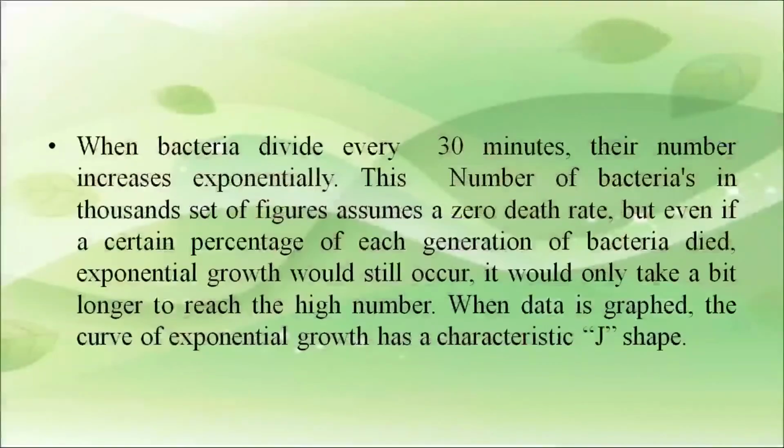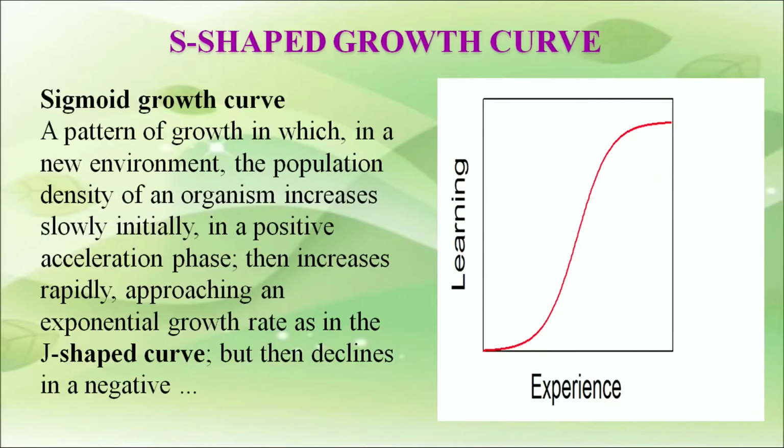When bacteria divide every 30 minutes, their number increases exponentially. The number of bacteria in this figure assumes a zero death rate, but even if a certain percentage of each generation of bacteria died, exponential growth would still occur. It would only take a bit longer to reach the higher number. When data is graphed, the curve of exponential growth is J-shaped. This is the sigmoid growth curve. In this pattern of growth, in a new environment, the population density of an organism increases slowly initially in a positive acceleration phase, then increases rapidly approaching an exponential growth rate as in the J-shape, but then declines in a negative acceleration phase.